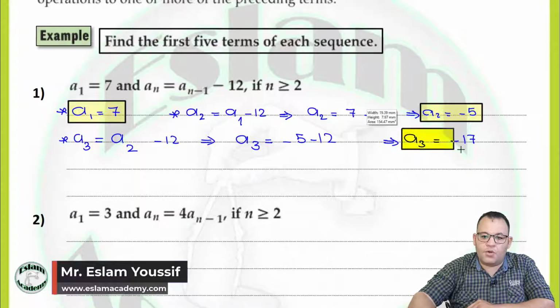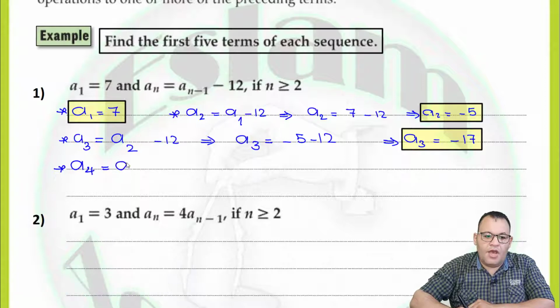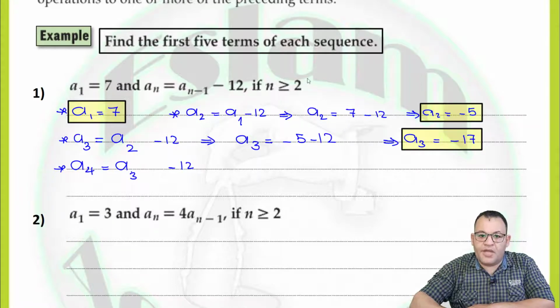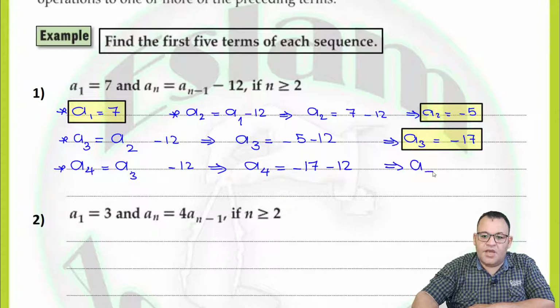Now we can find a4. By using the same formula, a4 is equal to a4 minus 1 minus 12. 4 minus 1 is equal to 3. So we use the given formula, an equals an minus 1 minus 12, where n is greater than or equal to 2, to find the first 5 terms of the sequence. So now by substitution, a4 is equal to a3, which is negative 17, minus 12. Then a4 is equal to negative 29.